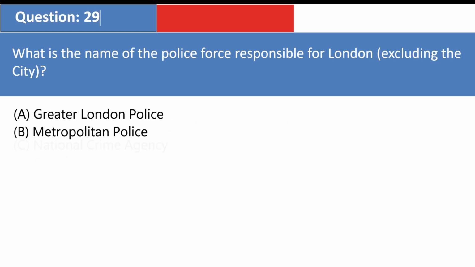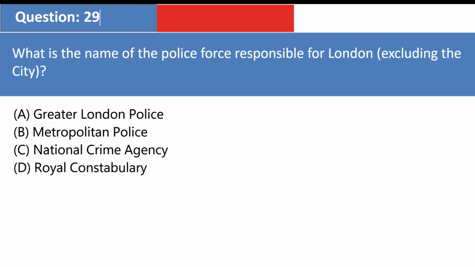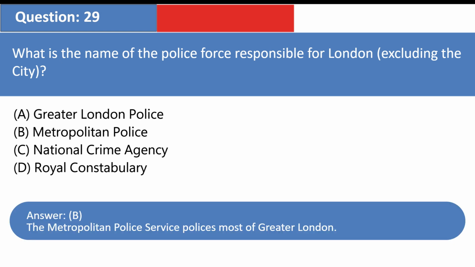What is the name of the police force responsible for London, excluding the city? A. Greater London Police. B. Metropolitan Police. C. National Crime Agency. D. Royal Constabulary. Answer: B. The Metropolitan Police Service polices most of Greater London.